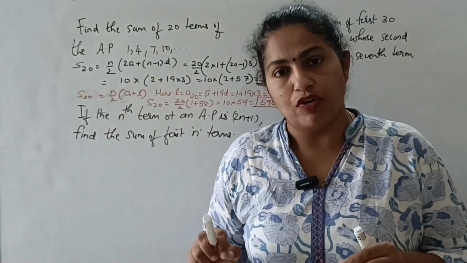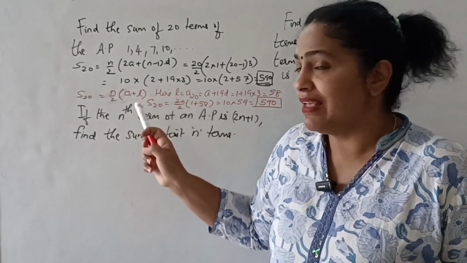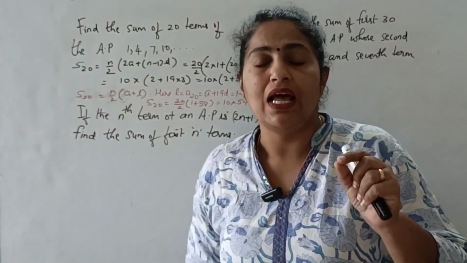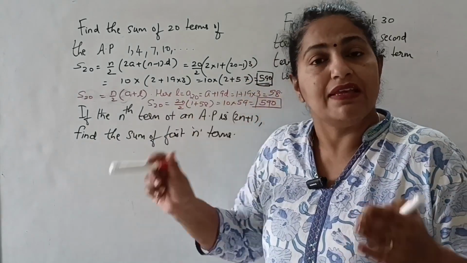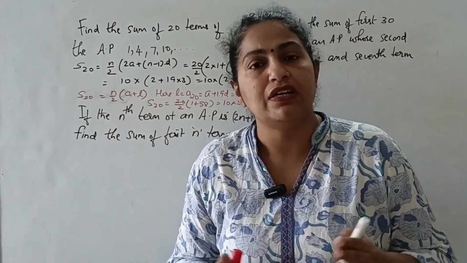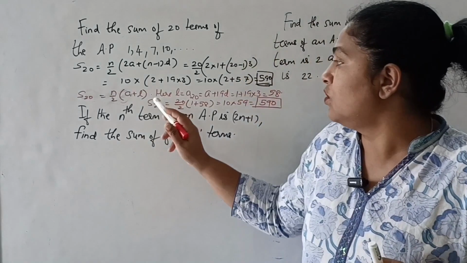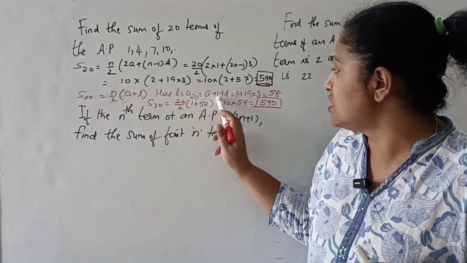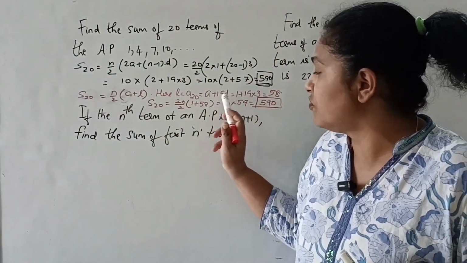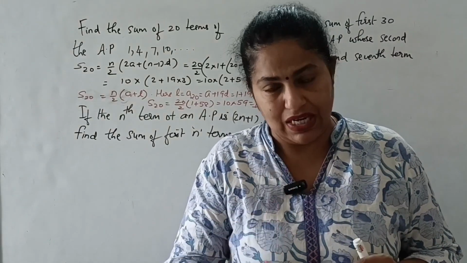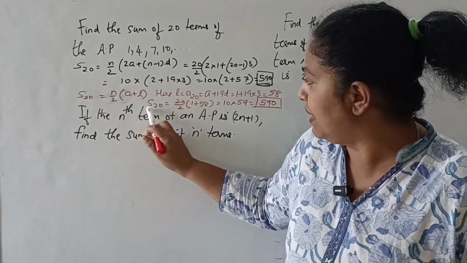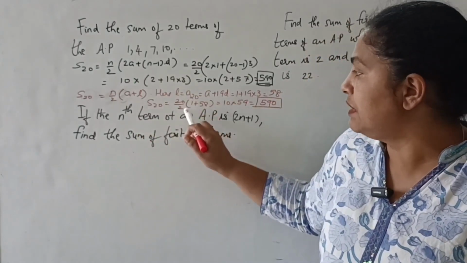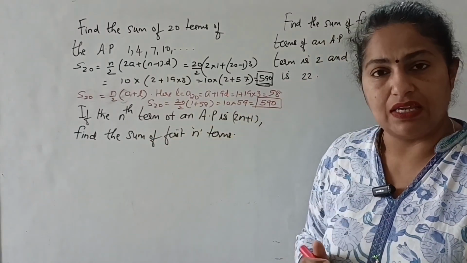Now I will try with the second formula. N by 2 into a plus l. A is the first term and L I am using to denote the last term of the AP. In this case, it's the 20th term because we need to find the sum of only 20 terms. So, L is the 20th term. So, first I need to find the 20th term by using the formula a plus (n minus 1) into d. You can see I got the term as 58. So, I am directly applying into the formula, 20 by 2 into 1 plus 58, is 590.